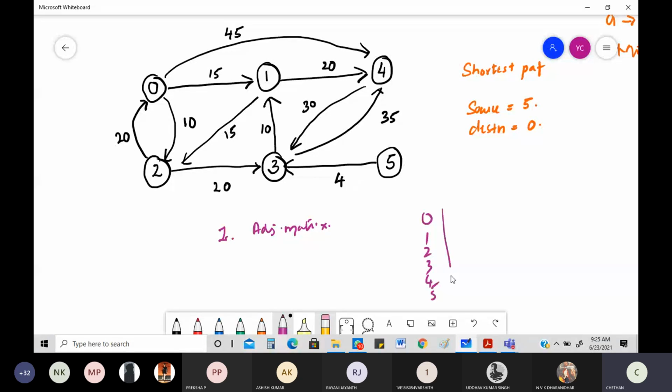0 to 0, what is the path? It is 0, we don't have anything. 0 to 1, if there is a direct path, you write it like that. 0 to 2, is there a direct path? Yes. 0 to 3, now you see this, from 0 to 3 there is no direct path, so we don't know what that is. So we write infinity.